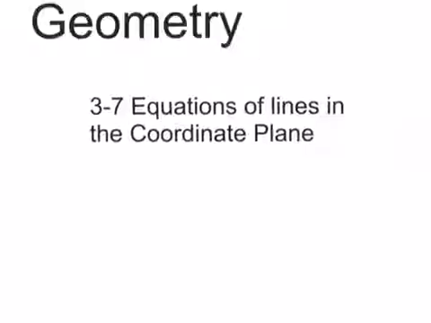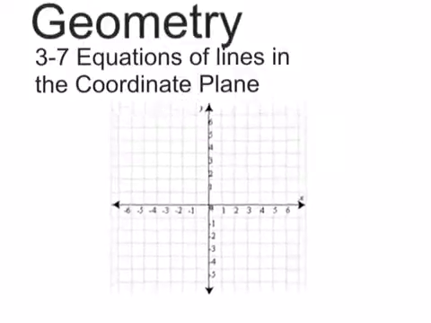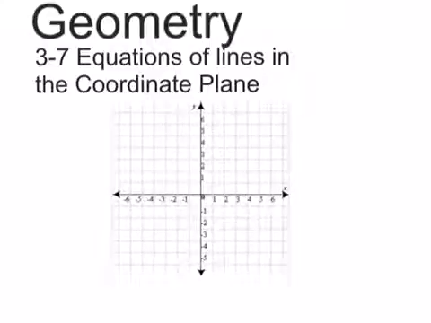This is Mr. Hagel, and today we are looking at 3.7 Equations of Lines in the Coordinate Plane. And the coordinate plane simply means that we're going to be looking at lines that are in the XY plane. And just a quick review, in the XY plane, the X-axis is your horizontal axis and your Y-axis is your vertical.